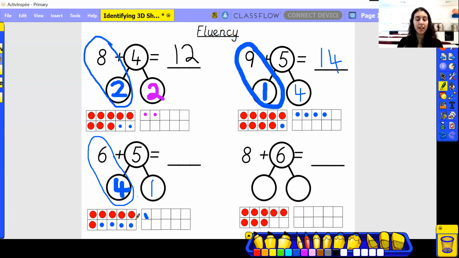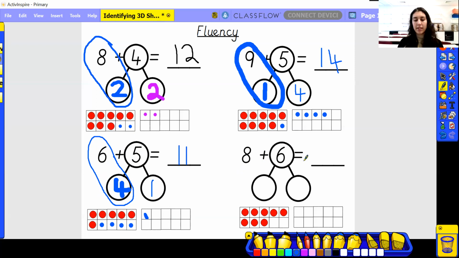So I'm still adding 5 counters. You can see that here, 1, 2, 3, 4, 5. I'm still adding those 5 counters. I'm just adding them in 2 steps. So I'm doing 6, add 4, add 1. Because I know that 6 add 4 equals 10, and then 10 add 1 equals 11.